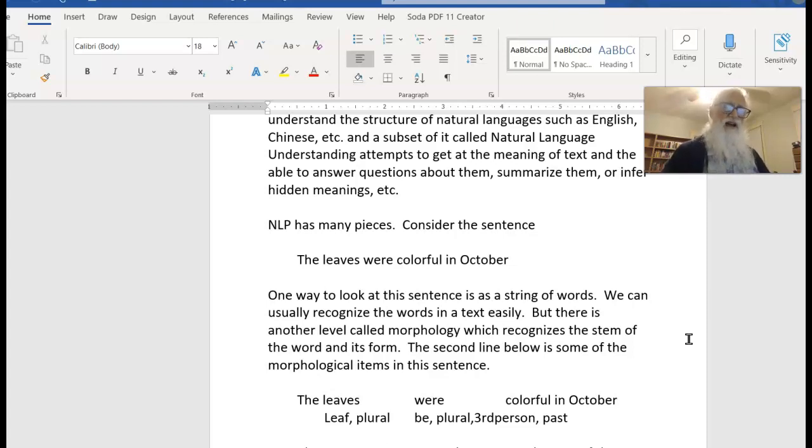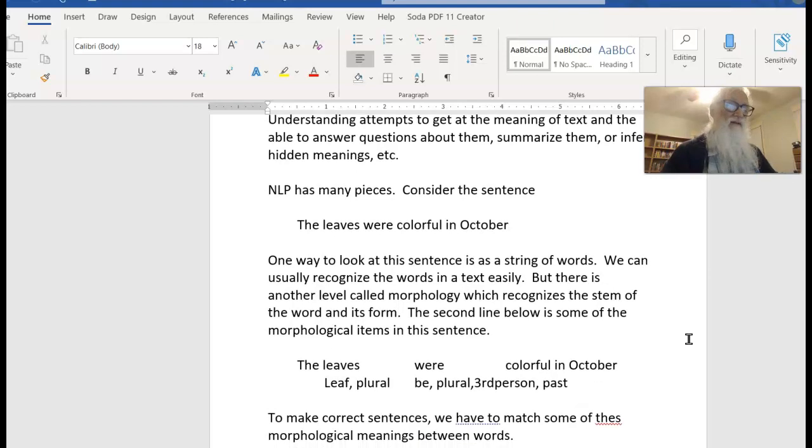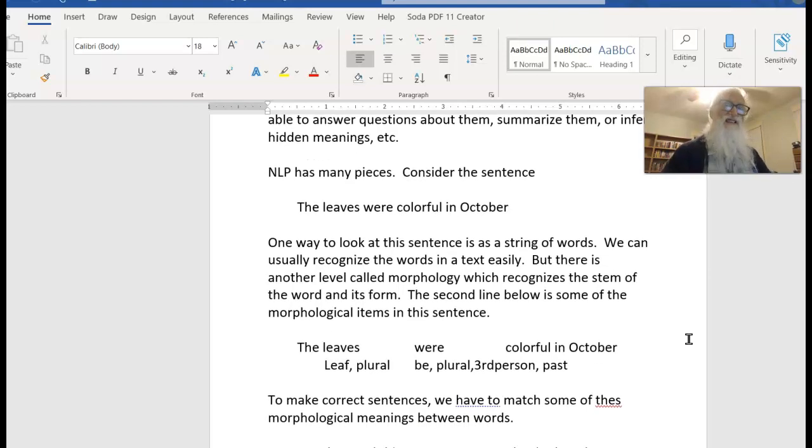Now, these seem like grammatical ideas. They are, and they're important if we wanted to rewrite this in a different way. For example, we'd have to know that the were comes from be. And we might want to relate the leaves to a tree, so we might want to know it's part of leaf. However, to make correct sentences, well, often we have to match these. For example, plural and plural. We can't have plural and singular.